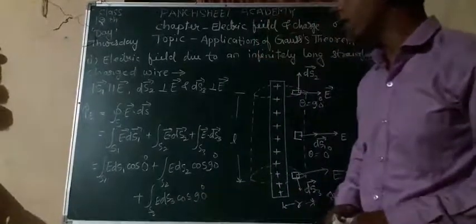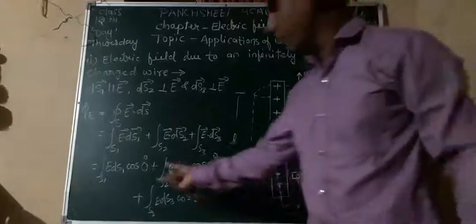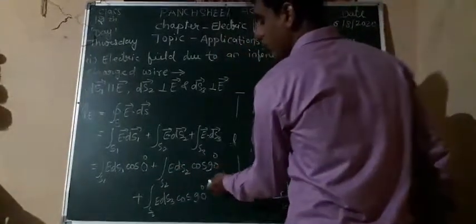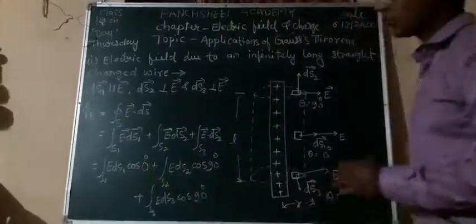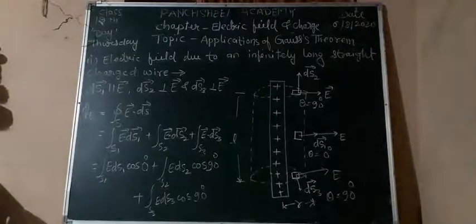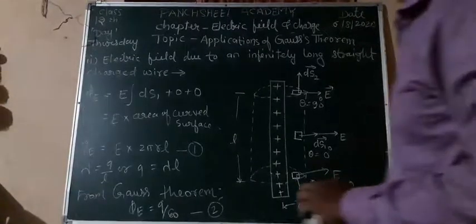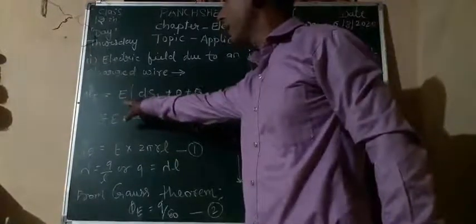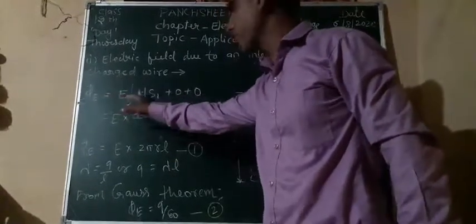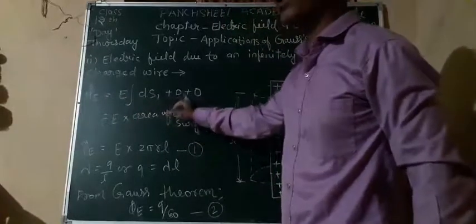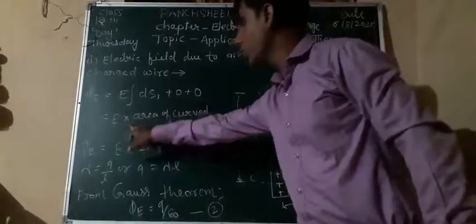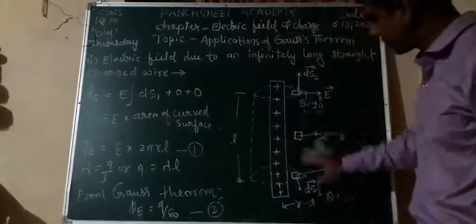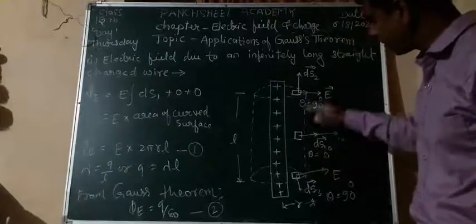So what is the value of cos theta? Cos 0 is 1 and cos 90 is 0 and this also 0. So we have only this surface. So please complete it. So phi equal to E, if we take E outside the integration, into ds1 plus 0 plus 0 because cos 90 is 0. So E into what is ds1? ds1 is this surface from up to this. So this is the curved surface.